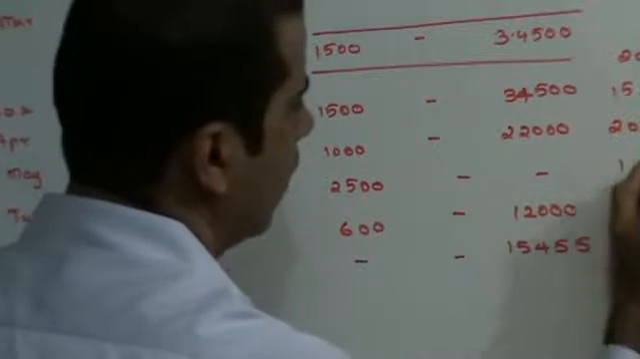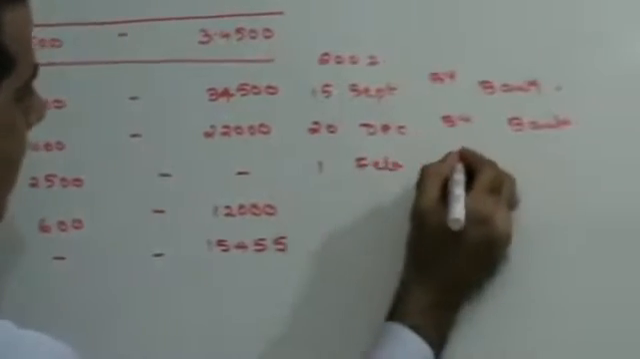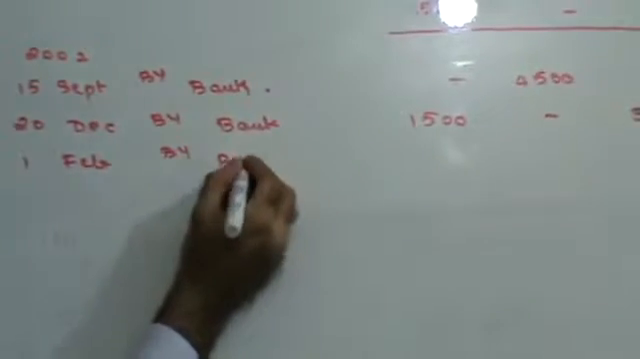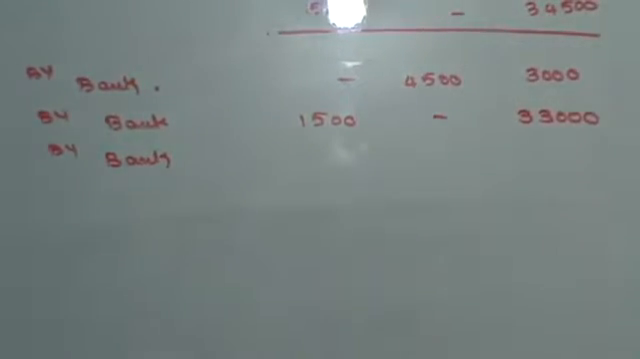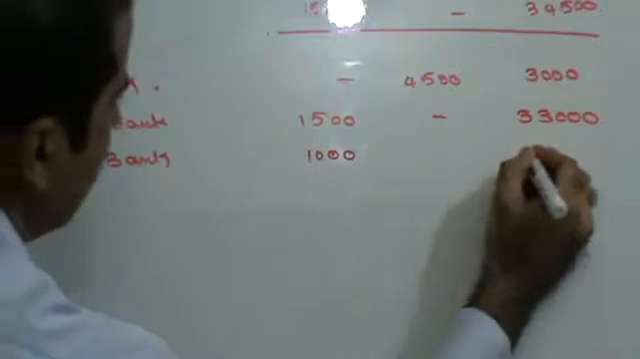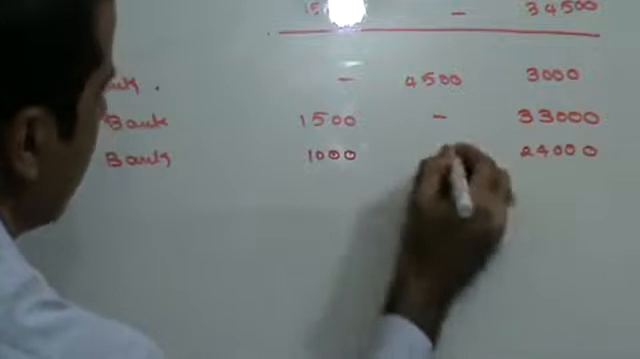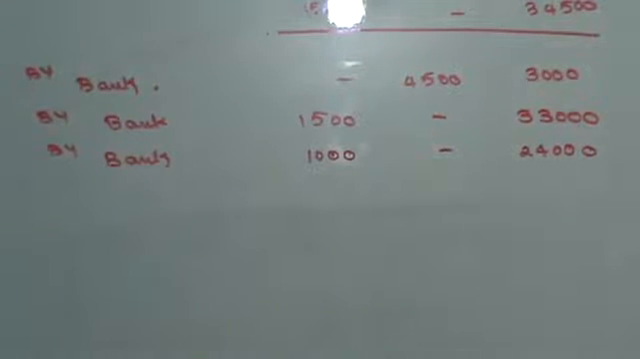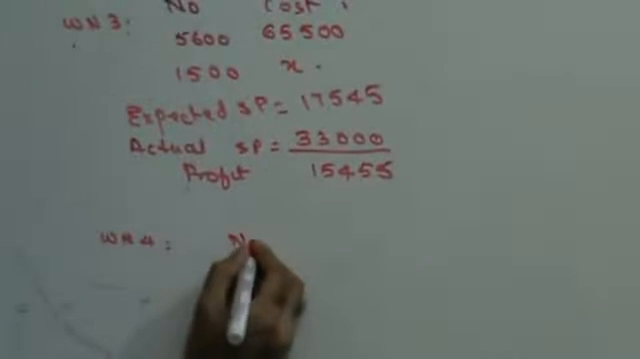Right? Next, again you sold on 1st Feb. Sold on the credit side, 1st Feb, by bank. You sold 1,000 shares at 24. That's going to be 24,000. When you sell, you need to calculate the profit element. So working note 4, number and cost.